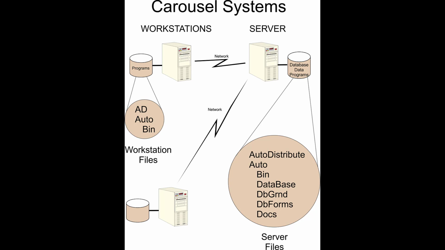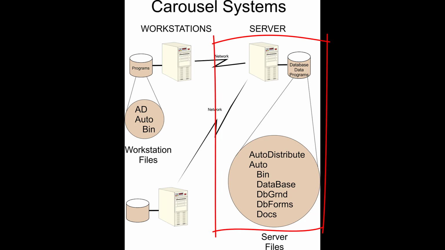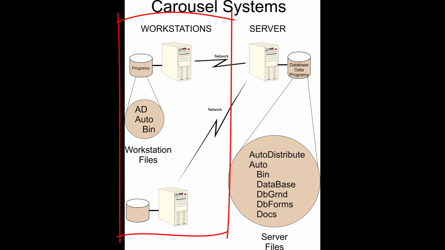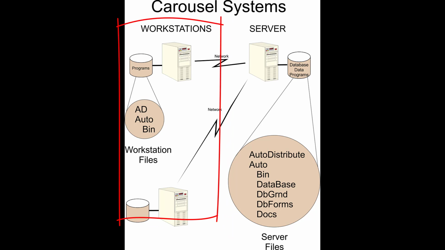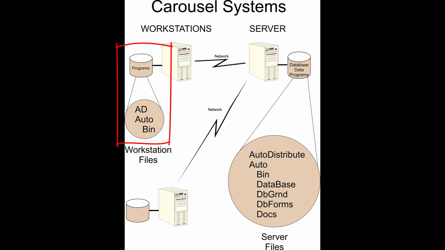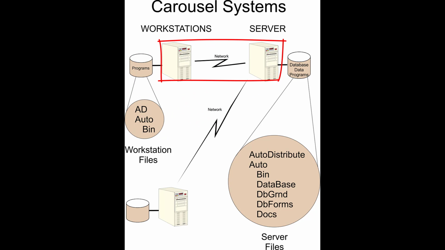This diagram gives you an idea of what we're talking about. The box on the right is the server, and it contains the programs, the database, the form issues, the documentation, and so on. The boxes on the left, two of them being shown, are the workstations, which is where most of the people have their computers. Those computers only contain the programs, which are in the auto and bin files. They are connected to the server by a network, unless the server and the workstation is the same computer. What we're going to try and show in this video is how to update the workstation's programs from the server.